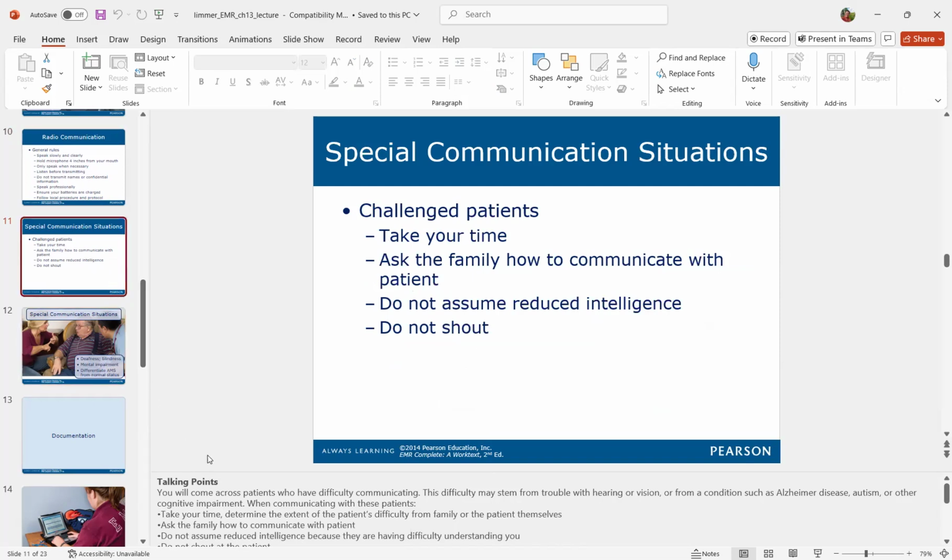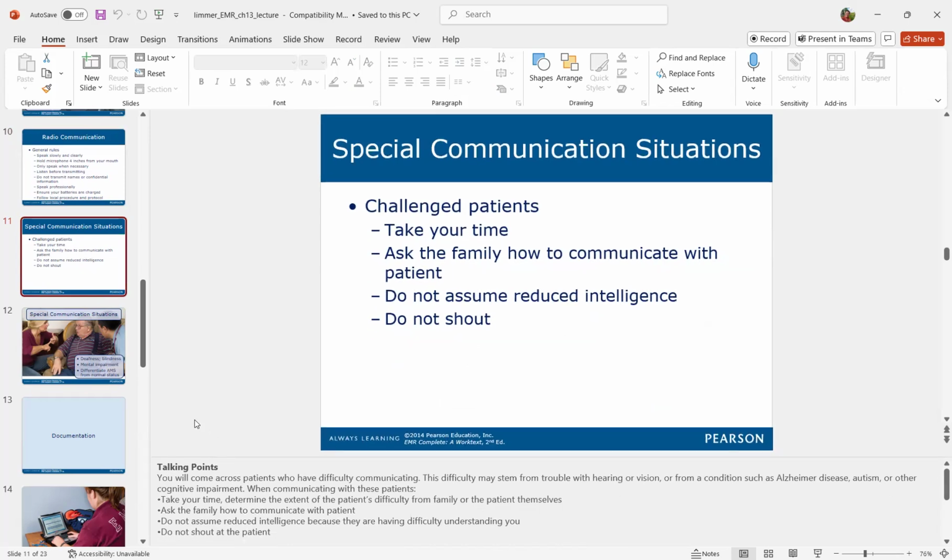When communicating with our patients, sometimes we have challenged patients. So they have a little bit more difficulty communicating. The difficulty may stem from a problem with hearing or vision, from a condition like Alzheimer's, autism, other cognitive impairments. So when communicating with patients, we want to take our time, determine the extent of the patient's difficulty from the family or patient themselves.